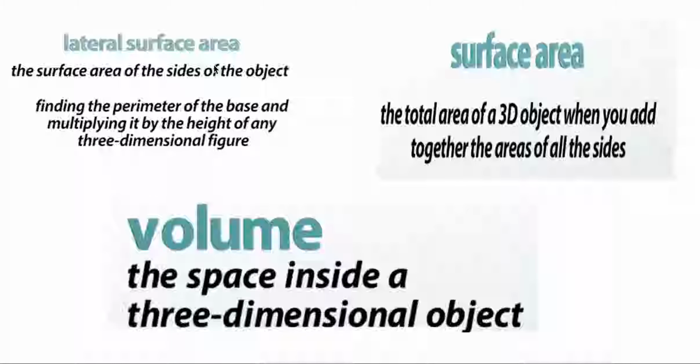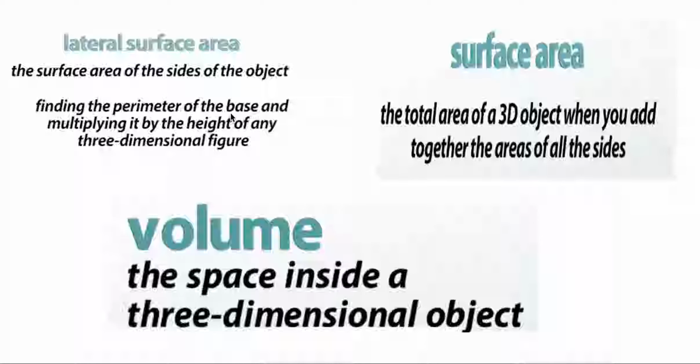The lateral surface area, again, is a surface area, but it's just of the lateral. It's just of the side. You have lateral muscles. They are on the side of your body. If you throw a lateral pass, you are throwing a pass from the side. So just remember that lateral means a side. In this case, it's the surface area of the sides of the object.